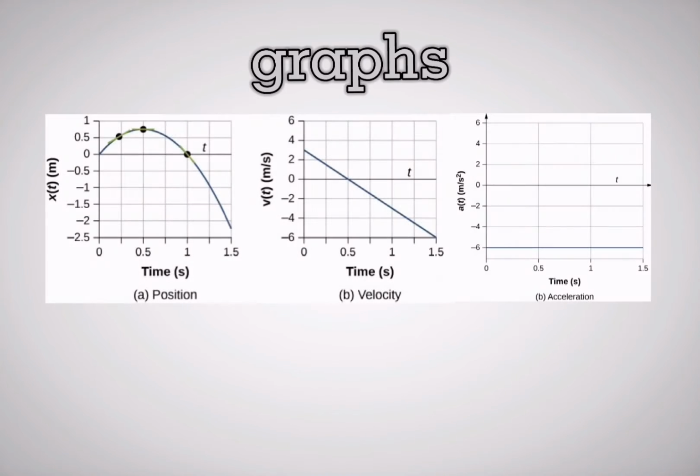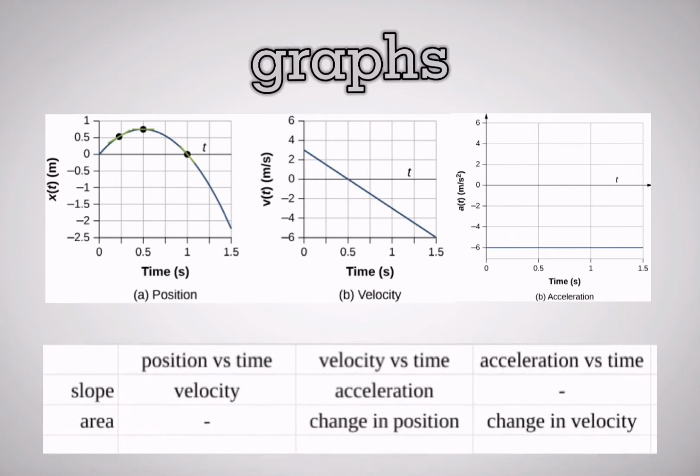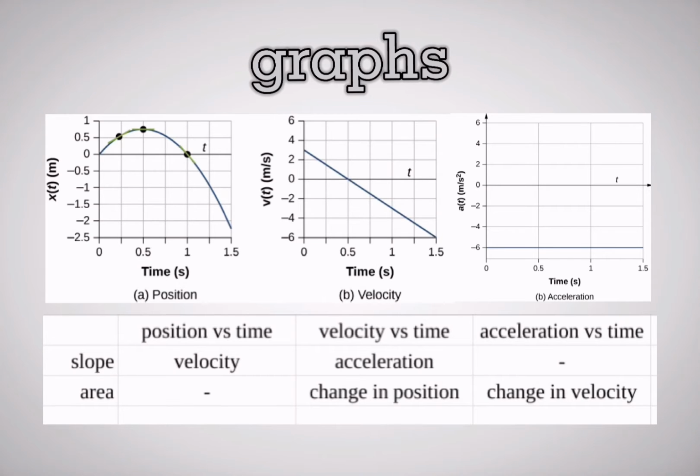Let's start with what we know about graphs. We know that the slope of a position versus time graph is equal to the velocity, and that the slope of a velocity versus time graph is equal to the acceleration. We also know that the area of a velocity versus time graph is equal to the change in position, and the area of an acceleration versus time graph is equal to the change in velocity.